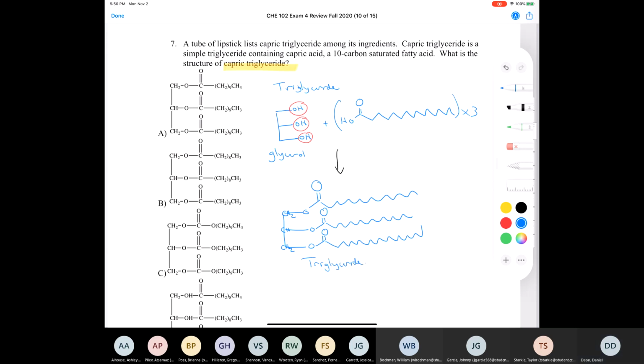Okay, now it tells us that it's a triglyceride, so it's got to possess the glycerol, right? It's got to possess that. You can see we have a portion of glycerol here, we have it here, we have it here.